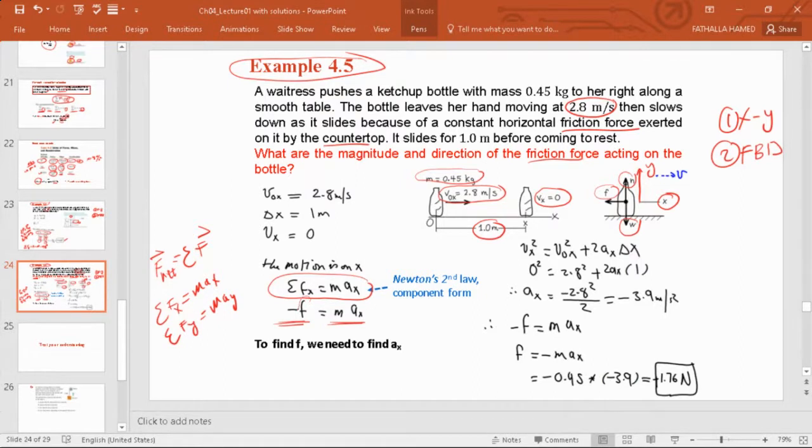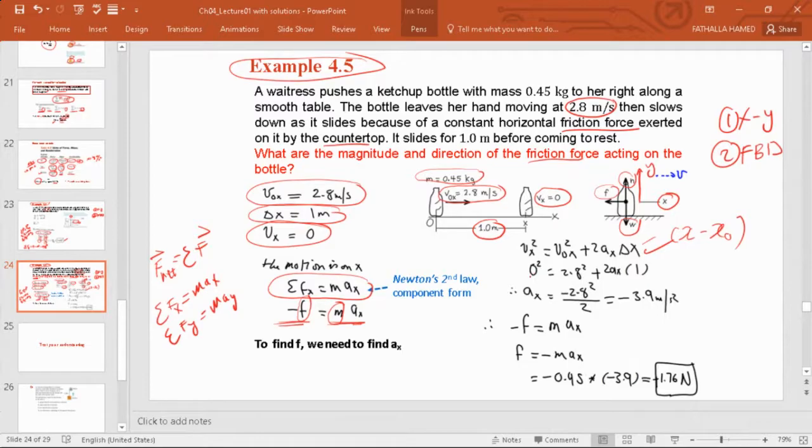Now, this is what I want to find. I want to find the F here. And I'm given the mass, but I don't know what the acceleration is. I have to figure out the acceleration. Now, in the problem, I'm given that the V0x is 2.8 meters per second. It travels for 1 meter and then it stops. From kinematics, I know that Vx squared equals V0x squared plus 2ax delta x, where delta x here is x minus x0, as we did in chapter number 2.